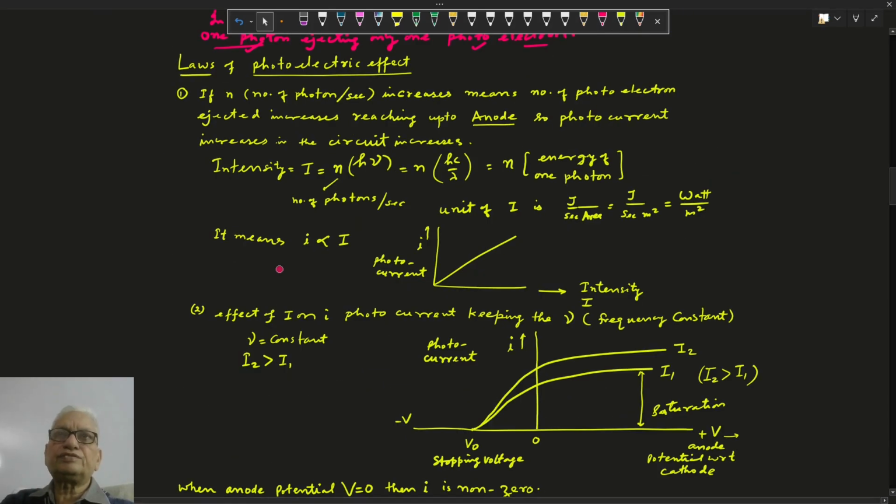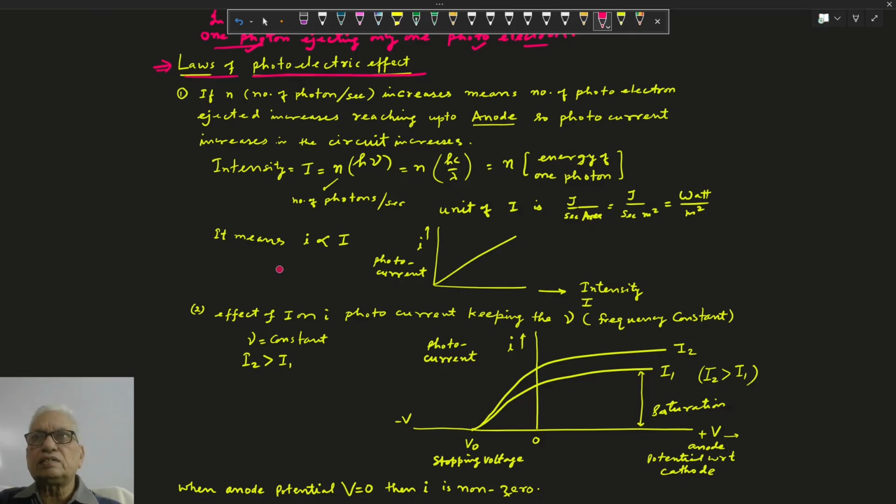Now, laws of photoelectric effect. Here, if n, the number of photons per second, increases, it means the number of photons increases, and since one electron is ejected by one photon, the number of photoelectrons also increases, reaching up to the anode, so the photocurrent also increases in the circuit diagram.